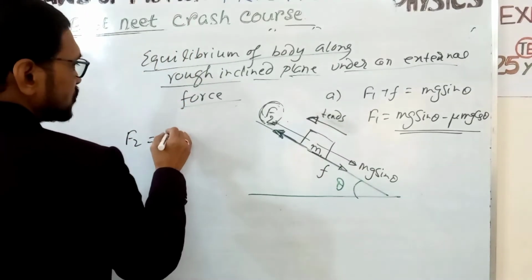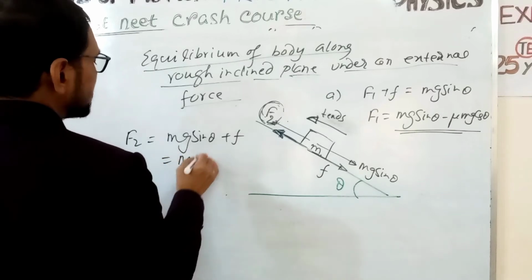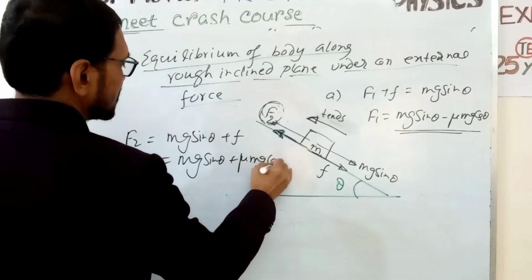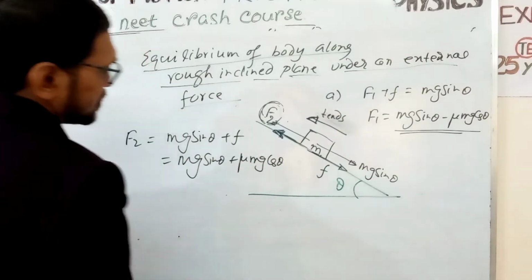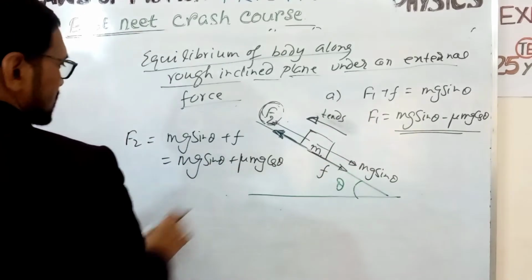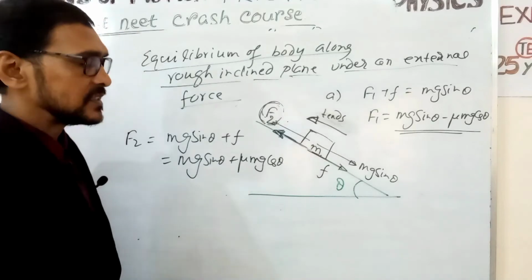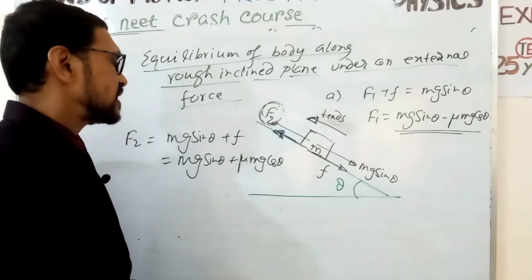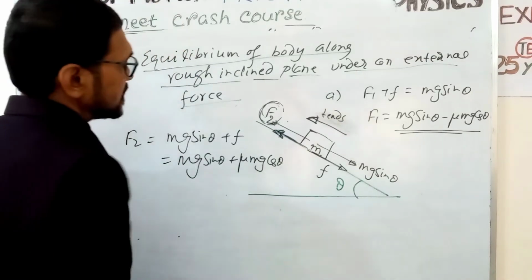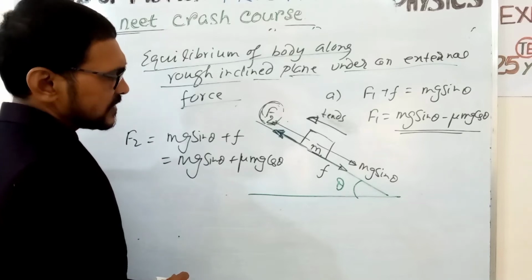So here F2 will be mg sin theta plus F. That is, mg sin theta plus F means mu mg cos theta. So under these two forces the body is in equilibrium, the body is at rest, but friction is an adjusting force. It can change the direction, depending upon the external force applied.